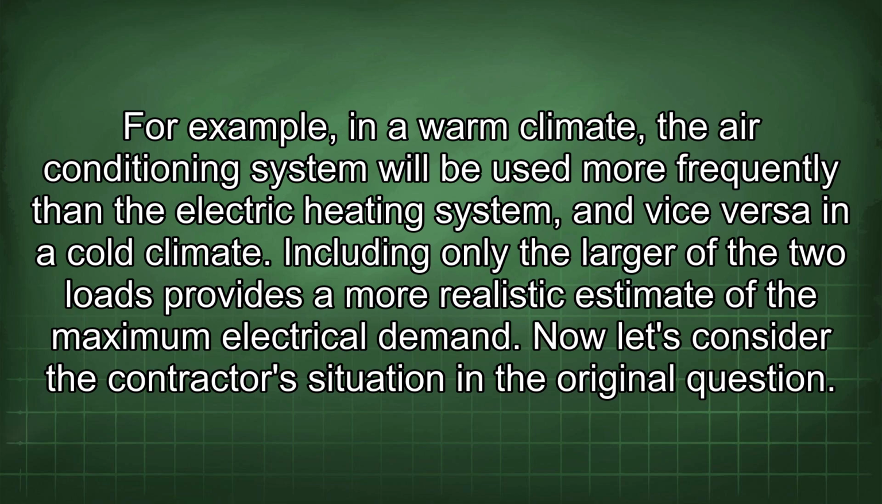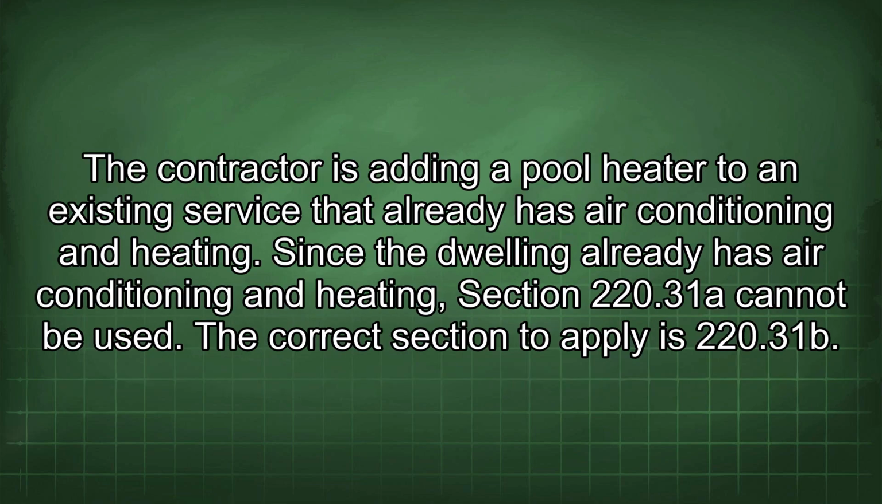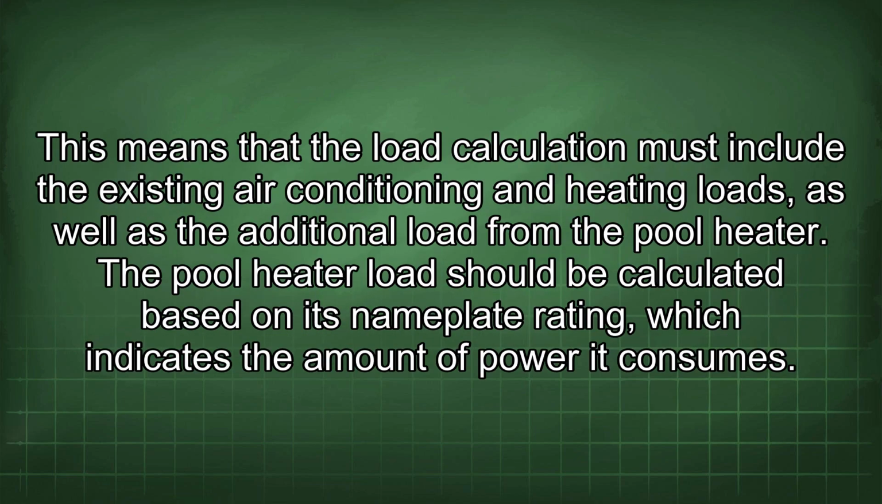Now let's consider the contractor's situation in the original question. The contractor is adding a pool heater to an existing service that already has air conditioning and heating. Since the dwelling already has air conditioning and heating, section 220.31 cannot be used. The correct section to apply is 220.31. This means that the load calculation must include the existing air conditioning and heating loads, as well as the additional load from the pool heater.